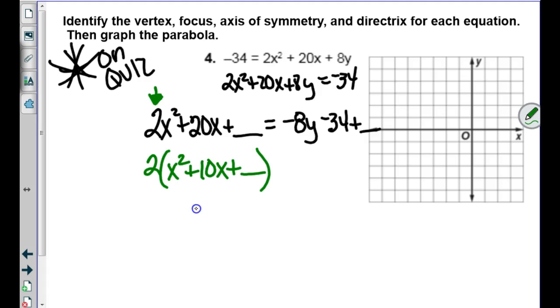Okay. So when we complete the square, we still have a 2 out there. What happens in here?